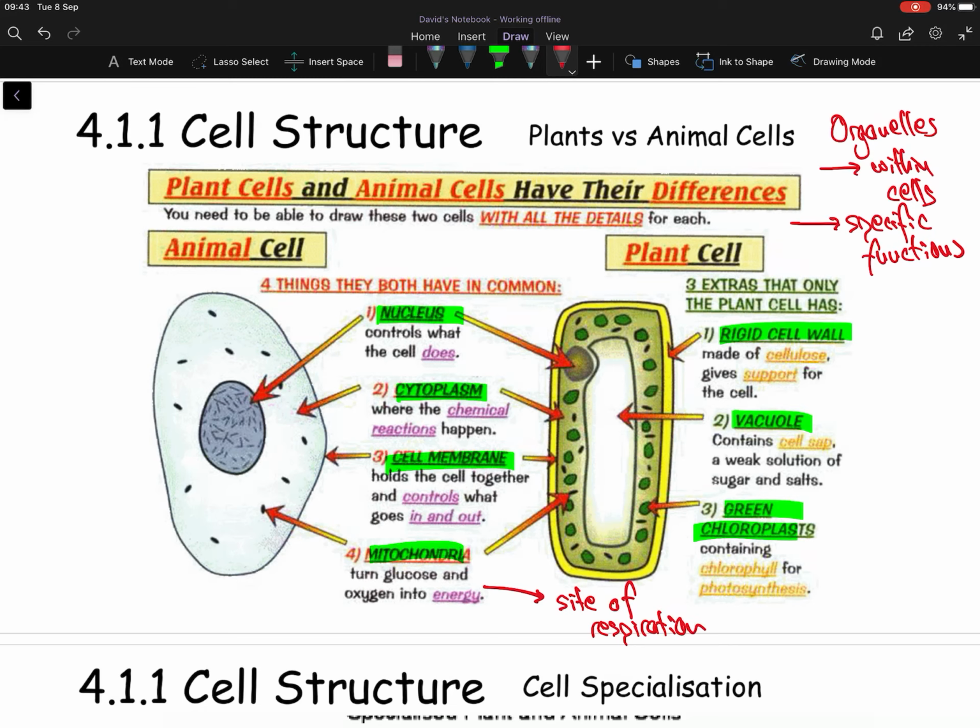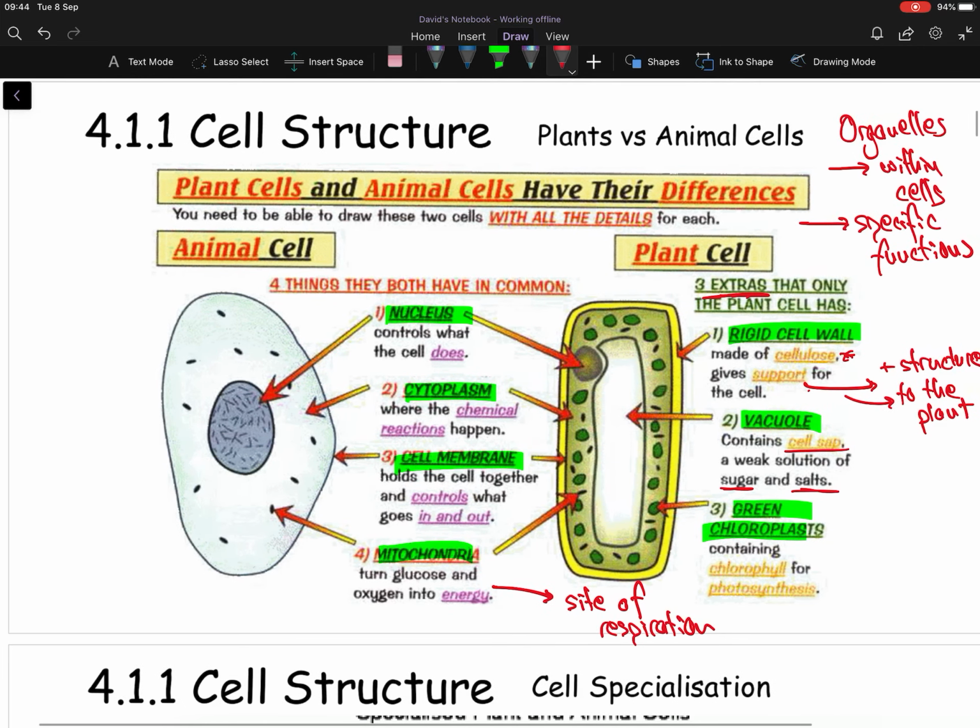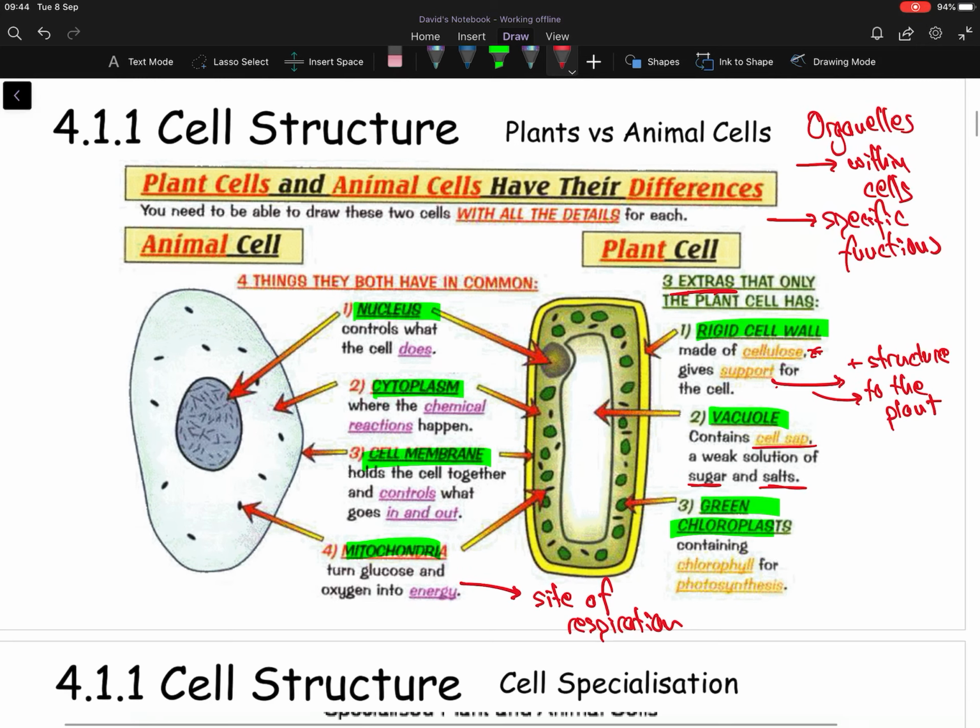The key thing to remember here is the differences between them. So what does a plant cell have that animal cells don't? They have a cell wall, which, as we've said, is made of cellulose to give support and structure to the cell and subsequently to the plant. Then the vacuole, which is a storage area within the cell containing cell sap, which has sugar and salts in, which plant cells can then use as required.